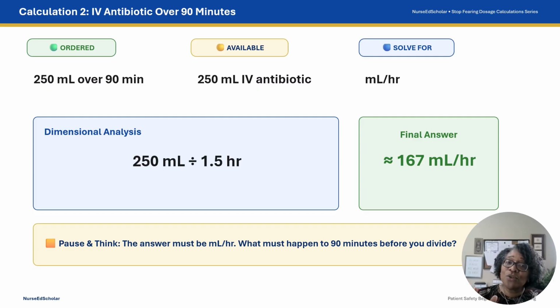And sometimes this is where students make a mistake because they see 250 and they see 90, right? But you've got to stop, because we're solving for milliliters an hour, and that 90 is in minutes, okay? And so the units don't match. And as you can see, the dimensional analysis is already there. You see the answer, but now we're going to go step by step of how we actually answer this. So get your pen and paper out and let's work through this together.